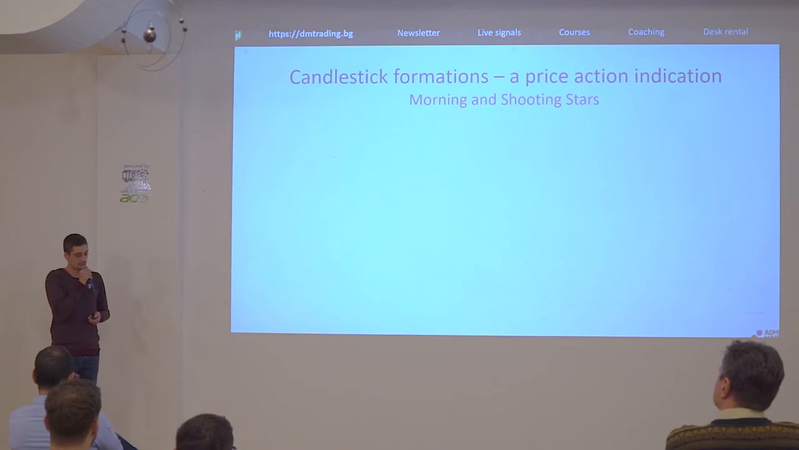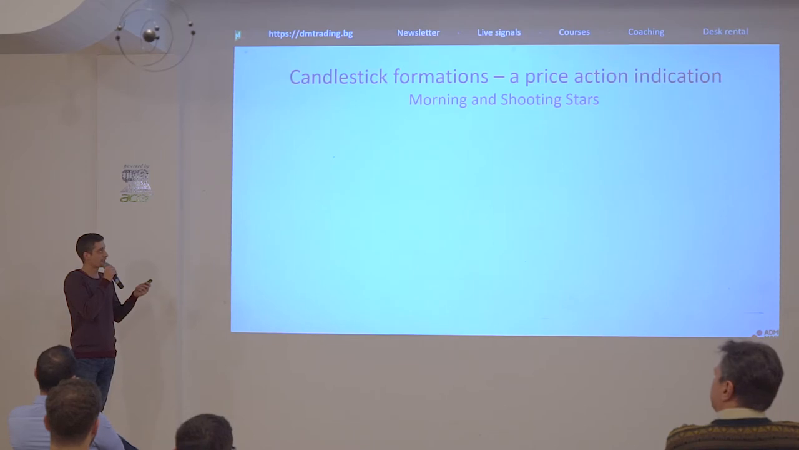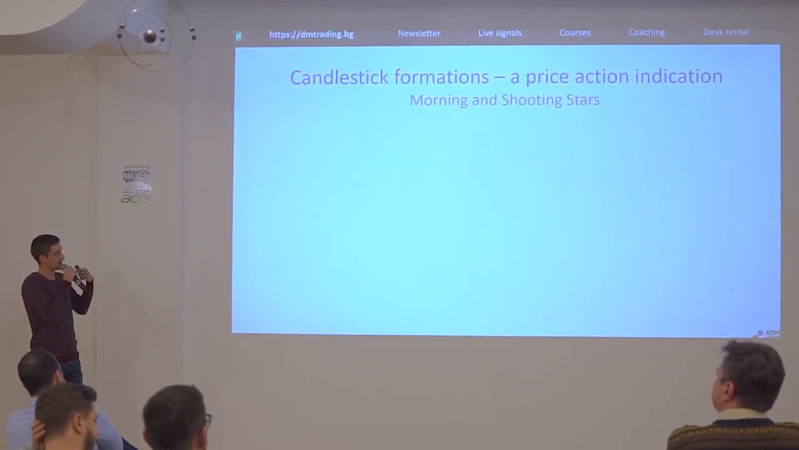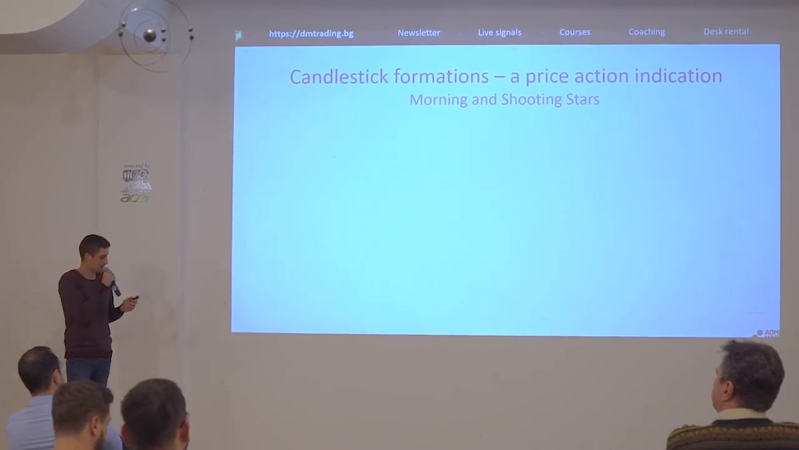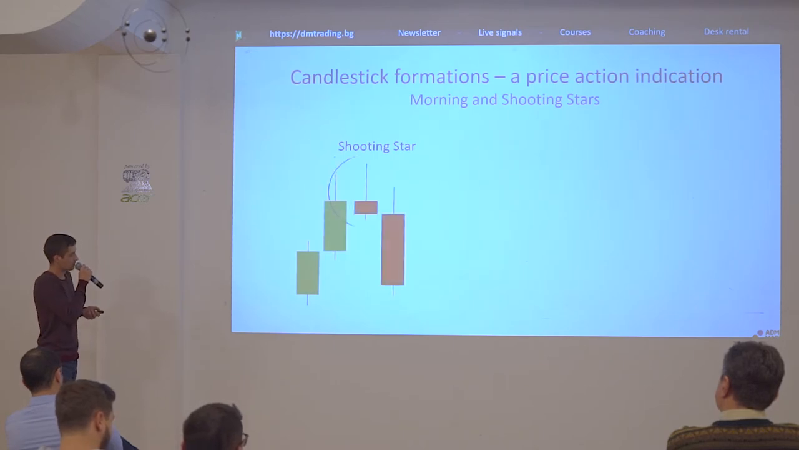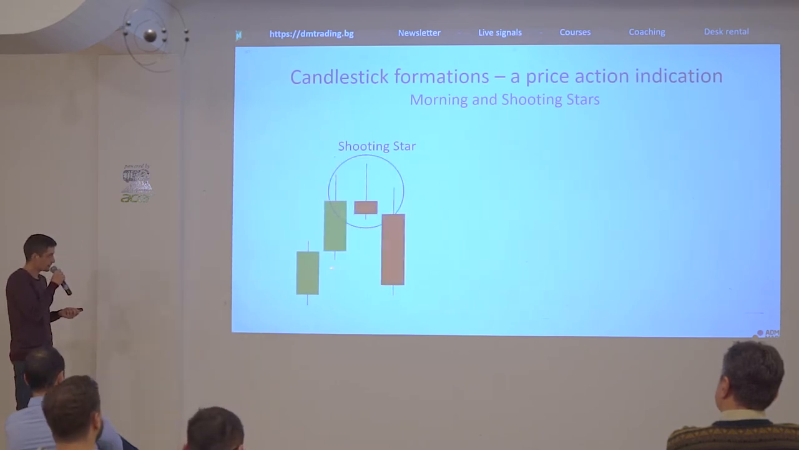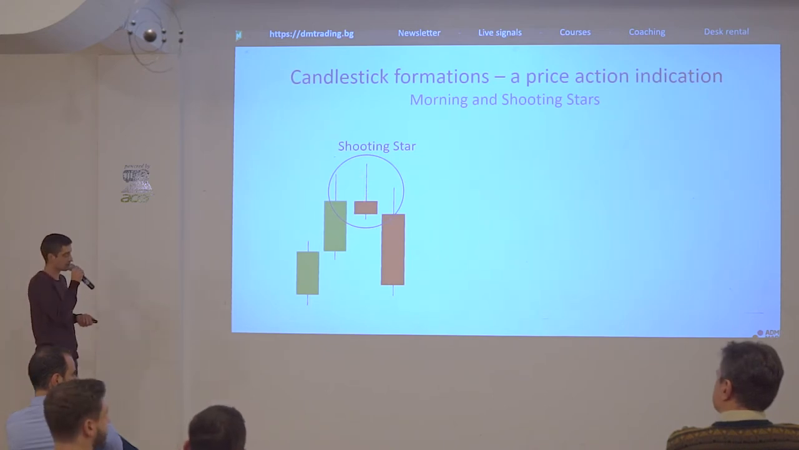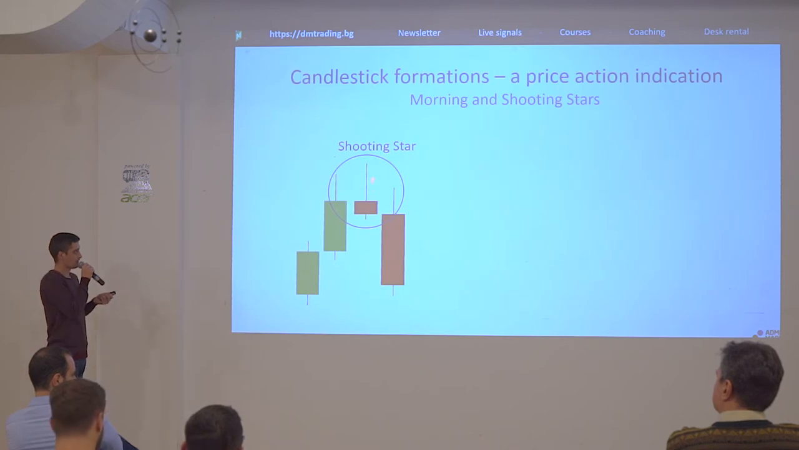Although engulfing patterns can be seen quite often on the market, morning and shooting stars are more rarely seen, but they have a very strong impact on the market overall. I want to show you how they look. The shooting star is a candle that has a very small body, a very strong shadow, or some people like to call it a tail, on the top and a small one on the bottom.